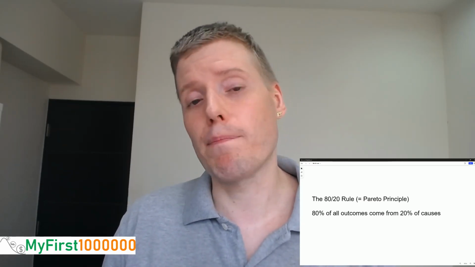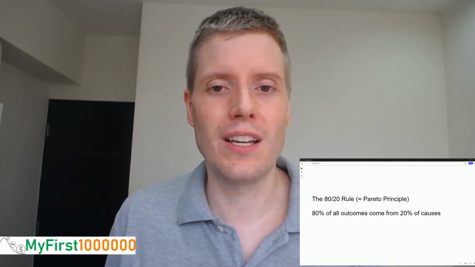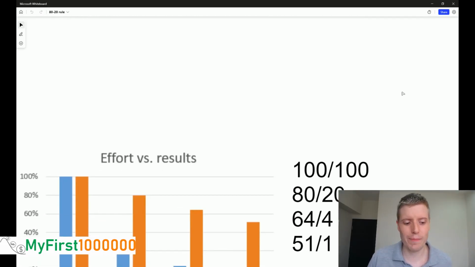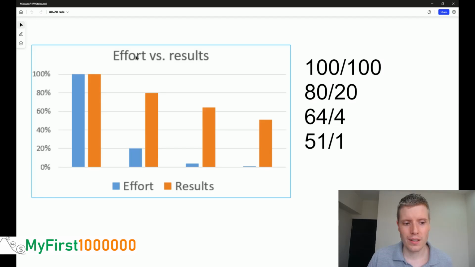But the interesting part is you can also use it in productivity. So 80% of your results are generated with just around 20% of your efforts. And now let's take this to an even more extreme level. This is an overview when it comes to productivity.